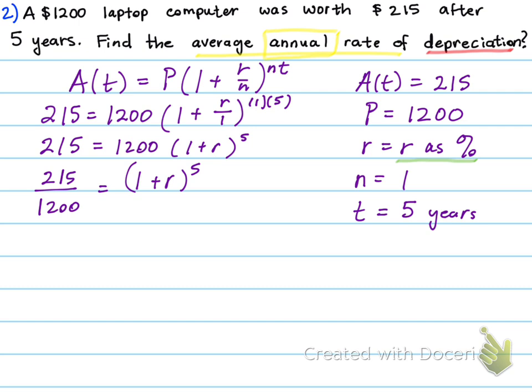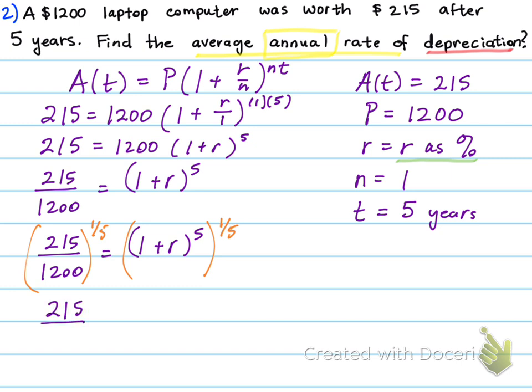This kind of looks like a homework problem you did on 34. You have an exponent that we need to get rid of, so we're going to raise it to the reciprocal power. I'm actually going to copy what I have and then do it so that we can remember what we had step by step. So, again, I'm going to raise both sides to the 1/5 power to get rid of that exponent. And then I'm going to have 215 divided by 1,200, 5th rooted, equals 1 plus R.